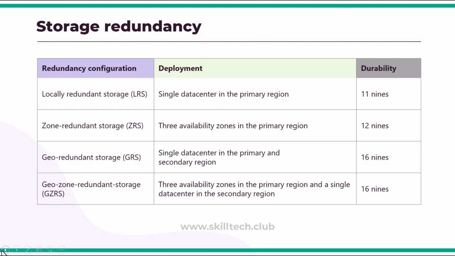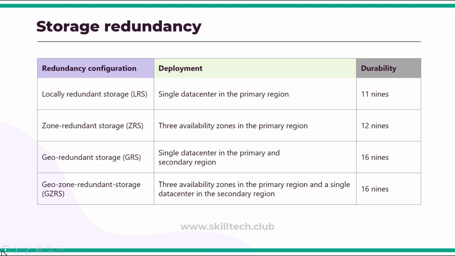Then we have ZRS, which is a little better than LRS. It is going to use 3 availability zones in the primary region. So you are still going to have 3 copies of your data, but you're going to store those 3 copies in 3 different zones of the same region. We already know that one region is going to have 3 zones, and that means we are using 3 separate data centers for them. Better than ZRS is GRS, which is geo-redundant storage, and as the name suggests, this is going to use a single data center in the primary region, and in another region altogether they are going to keep other copies.